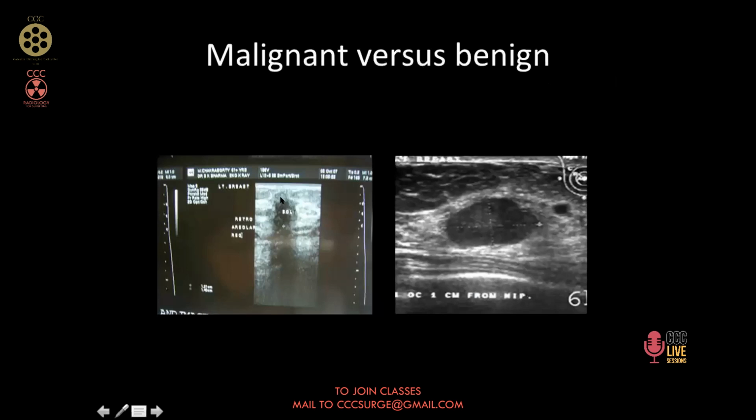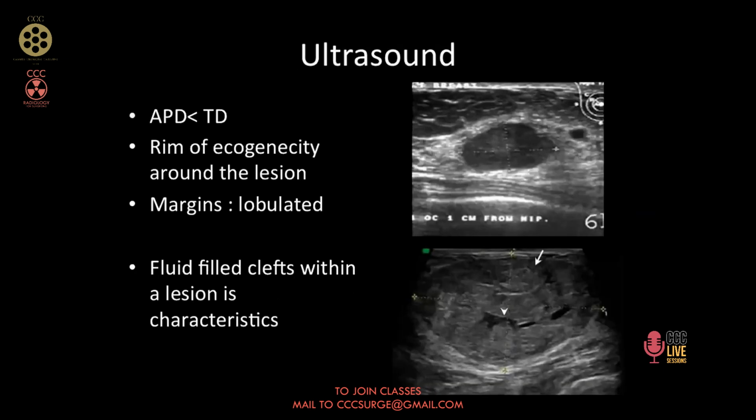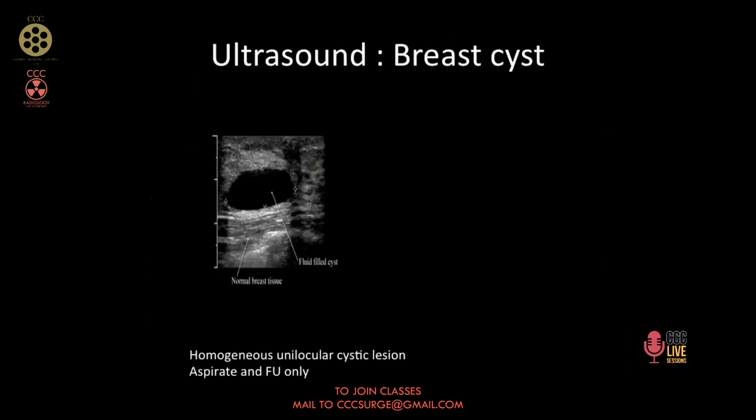Look at this. This does not have a perilesional halo. This has a perilesional halo. Here the halo is interrupted by an acoustic shadow. So when you don't have a perilesional halo, then it is likely to be malignancy. But there will be some areas where it will be in between, and I will show you how to deal with those in between lesions. Okay?